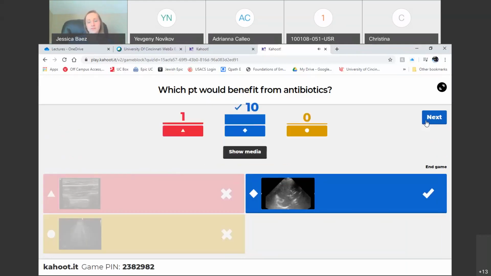Awesome, nice job. So this is consolidated lung tissue right here. The red one, this was just a normal pleural line. So there's no lumpy bumpiness of that line, so probably not pneumonia. These are B lines down here, so probably more edema. Sweet.